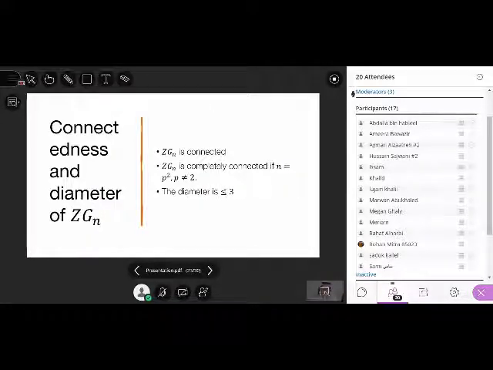So regarding connectedness and diameter, we realize that ZGN is always connected. ZGN is completely connected if and only if n is equal to p squared, where p is not equal to 2. And the diameter is always less than or equal to 3. So it's 1, 2, or 3.